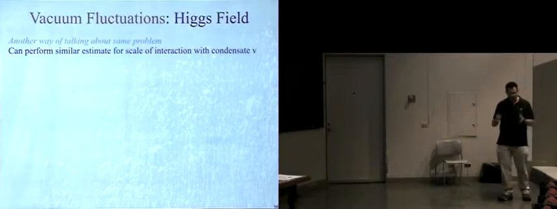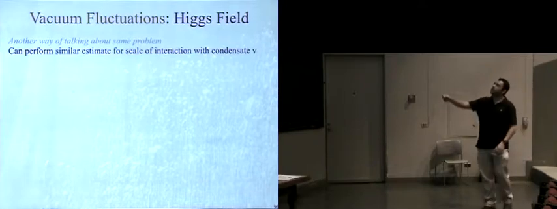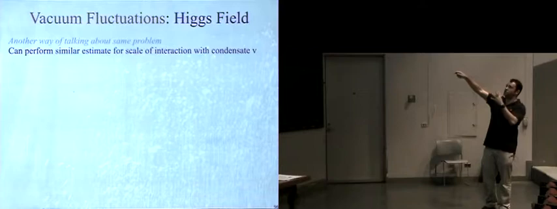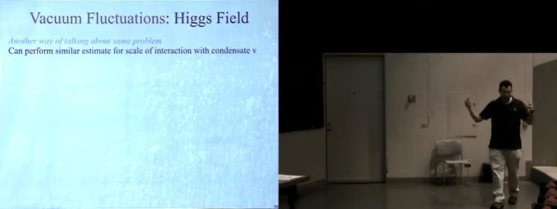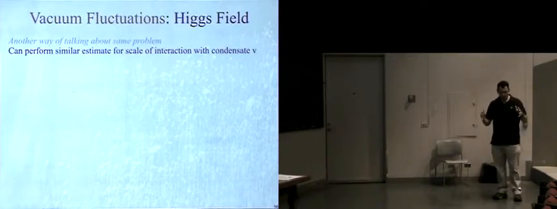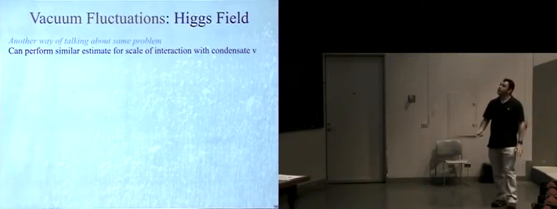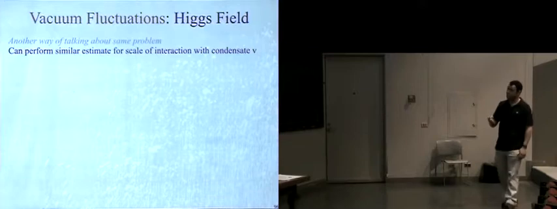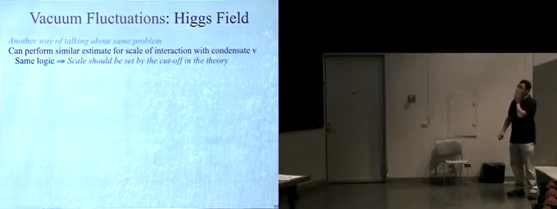Okay, so that's how these vacuum fluctuations impact the Higgs. Another way of saying the exact same problem is talking about what they do to the Higgs field itself, so the Higgs condensate. So this is really the same problem, it's just a different way of phrasing it. But so you can perform a similar estimate. So just like we looked at this vacuum energy density of the universe, you can do the exact same estimate for at what scale the interaction with the condensate happens.